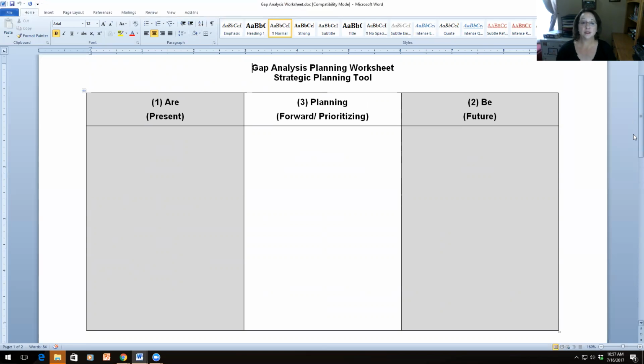Well, I need to be using this gap analysis tool for the things that I do in my industrial organizational psychology practice.